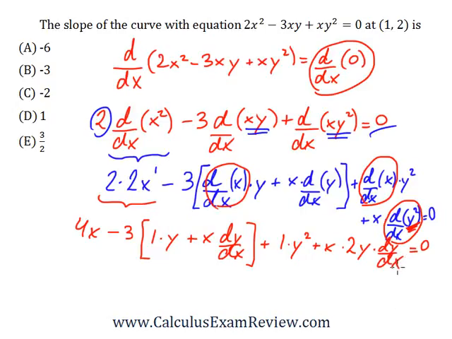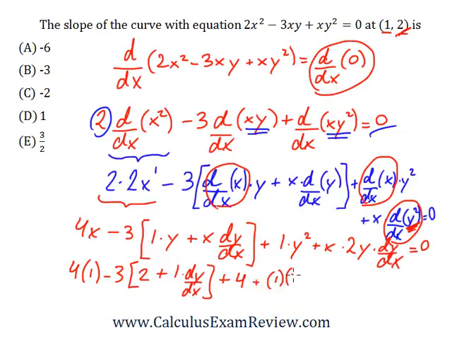Great. Now what do we do? Now we can plug in the 1 for x and the 2 for y. So that'll be 4 times 1 minus 3 times 1 times y, and y is 2, so 1 times 2. Plus x, which is 1, times dy/dx. Now, plus 1 times y squared is just y squared. 2 squared is 4. Plug in the 2 for y. Plus 1 times 2 times 2 again, because that's the y, times dy/dx equals 0.